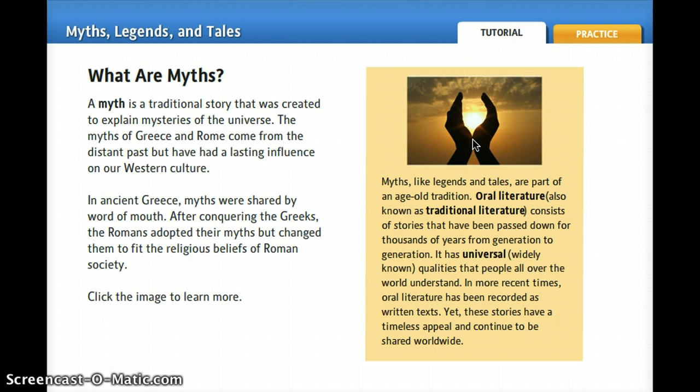Myths, like legends and tales, are part of an age-old tradition. Oral literature, also known as traditional literature, consists of stories that have been passed down for thousands of years from generation to generation. It has universal, widely known qualities that people all over the world understand. In more recent times, oral literature has been recorded as written texts. Yet these stories have a timeless appeal and continue to be shared worldwide.